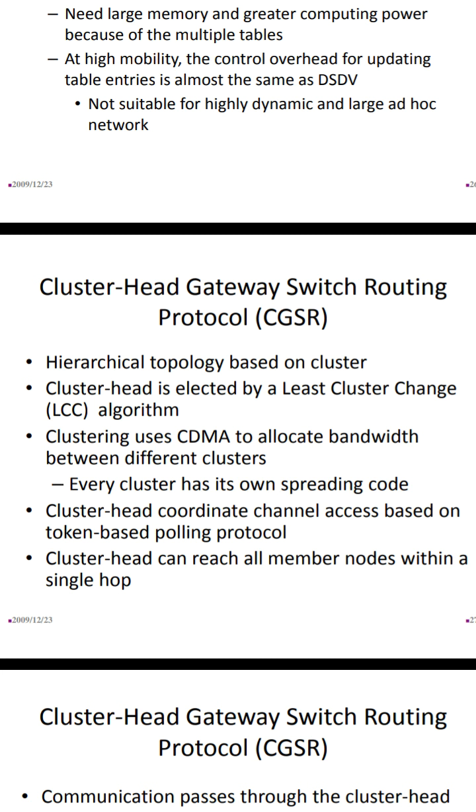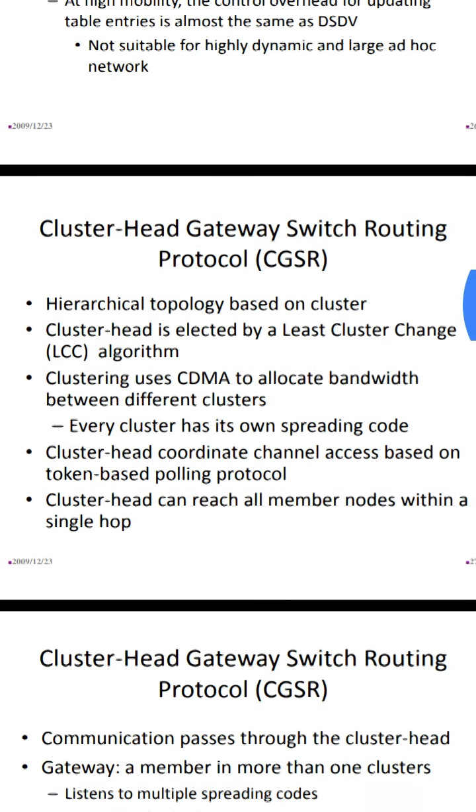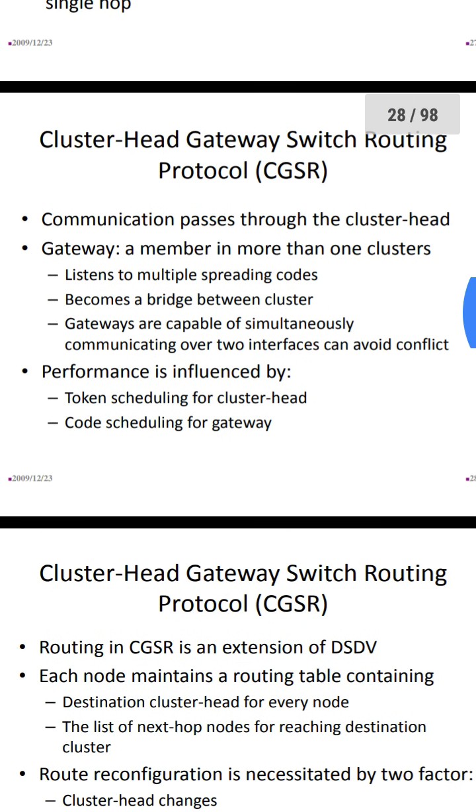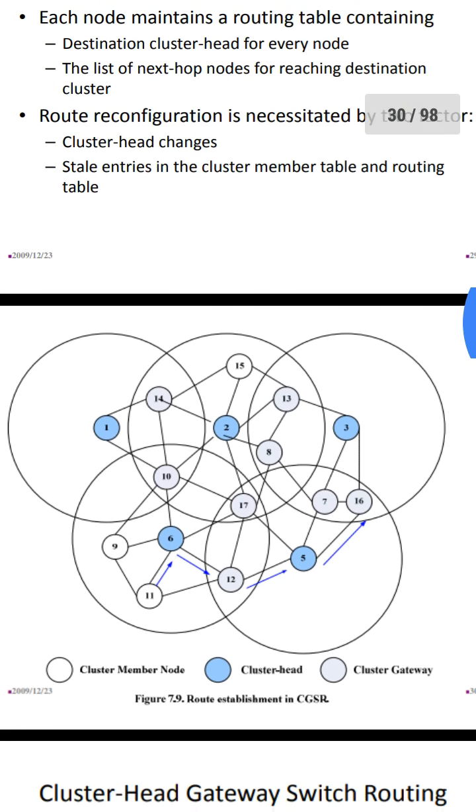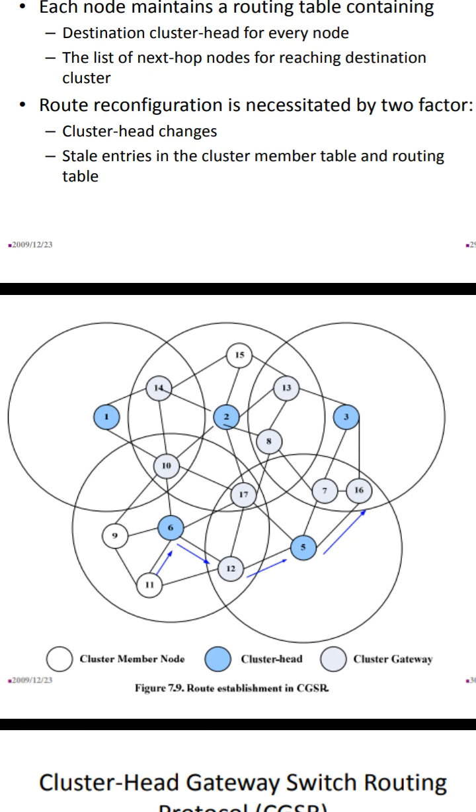The cluster head gateway switch routing protocol is a hierarchical topology based on the cluster. Here we explain how these protocols work, that is, how these protocols transfer a packet from one location to another location. We have to discuss it here.